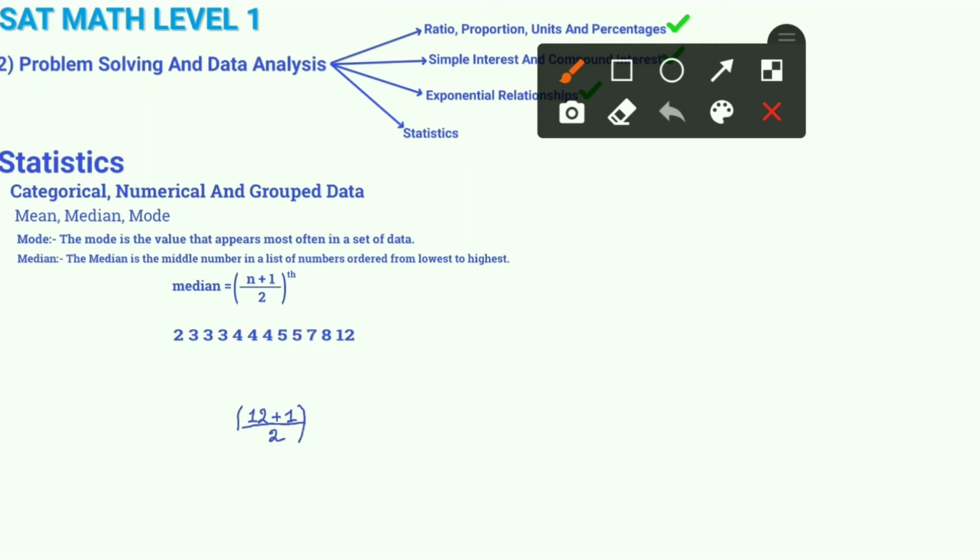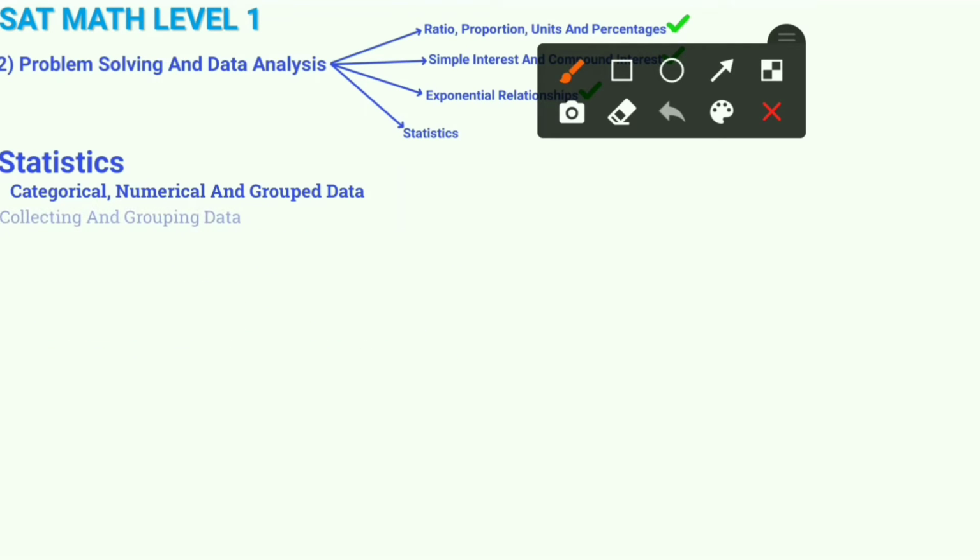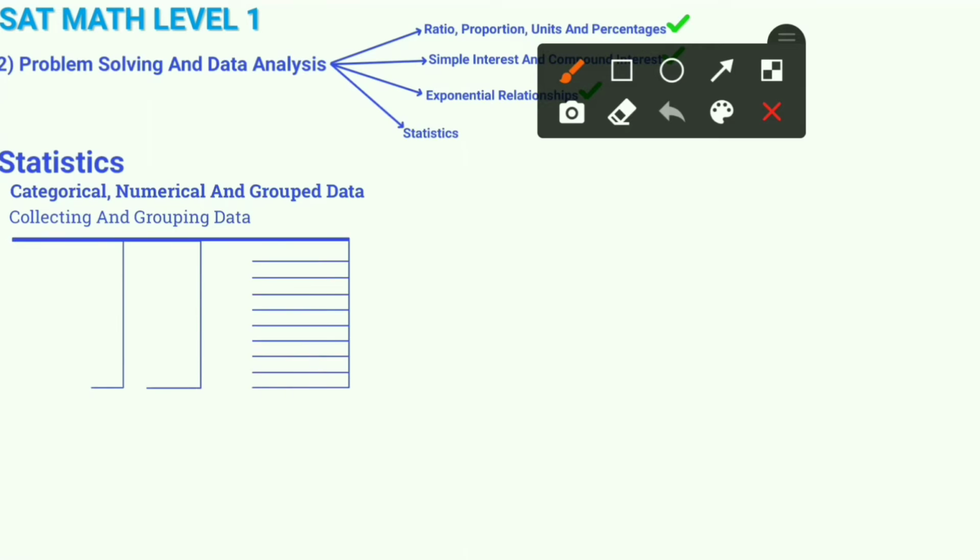Let's take another example and let's use the formula again. So we got 5.5, 5 plus 6 upon 2, so 4th is the answer. 4 is the median. The mean is the total of all the values divided by the number of values. The mean is known as the average. The range is the difference between the lowest value and the highest value. Collecting and grouping data.